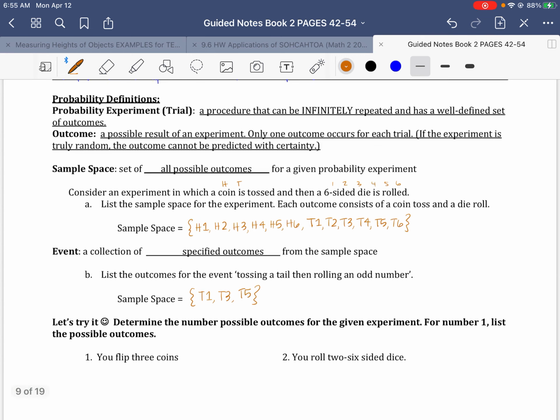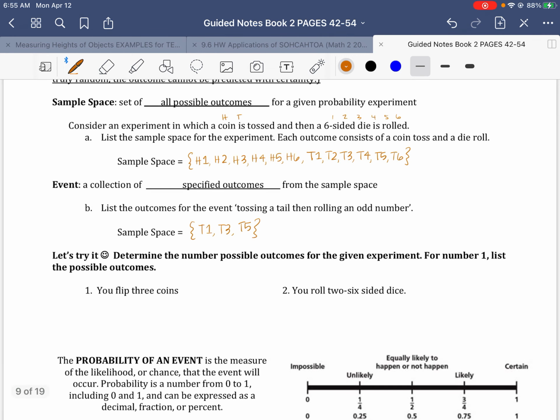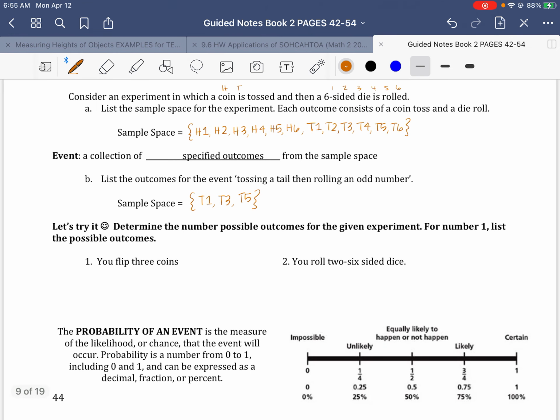Okay, so let's just do a couple more examples of this, and I'm going to show you how to do this, listing it out, and then one that's a little bit easier using that fundamental counting principle that I was talking about with 2 times 6. So determine the number of possible outcomes for the given experiment. For number 1, list the possible outcomes.